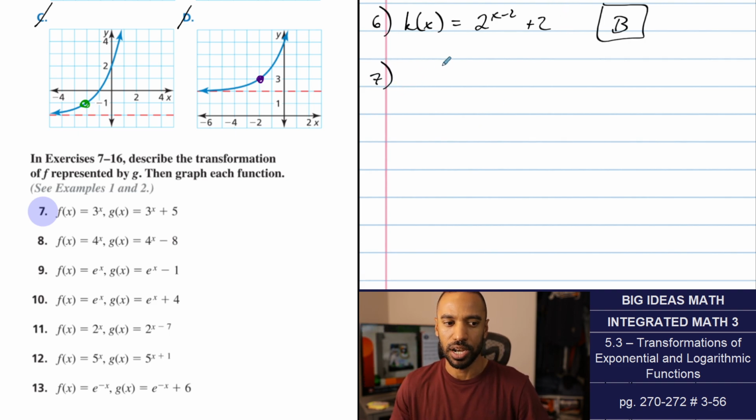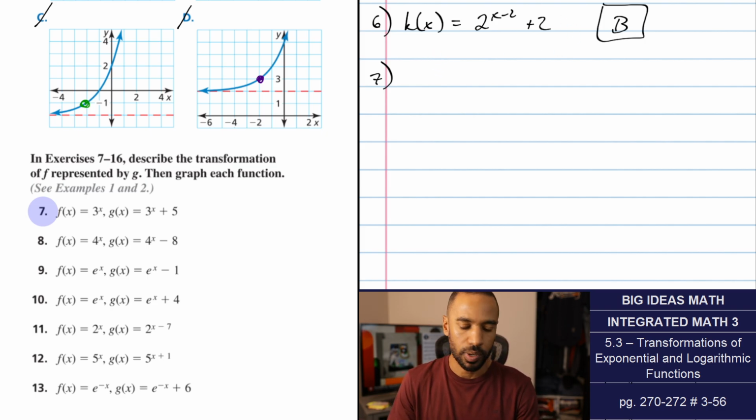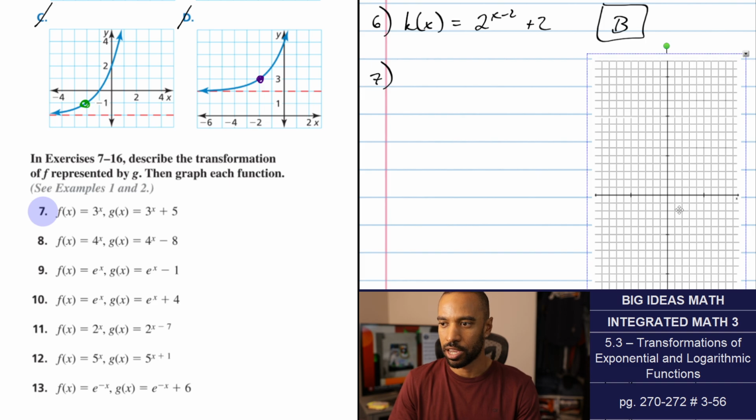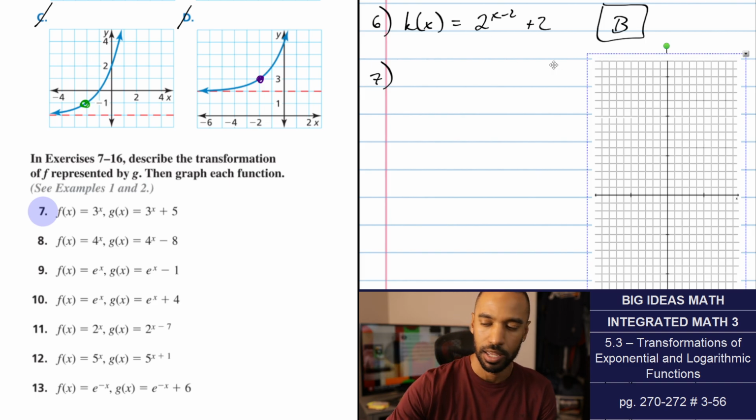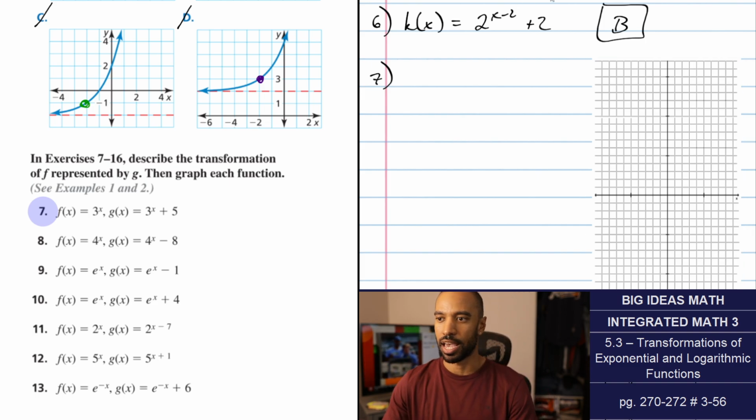Describe the transformation of f represented by g, then graph each function. Y'all, I am going to be doing the taller graphs on these ones here so I can plot as many points as I can fit. Get prepared, get stoked, get hyped. Let's go. All of these parent functions look to be different except a couple e to the x's. So when I get one of my e to the x graphs, I probably got to copy and paste it over.